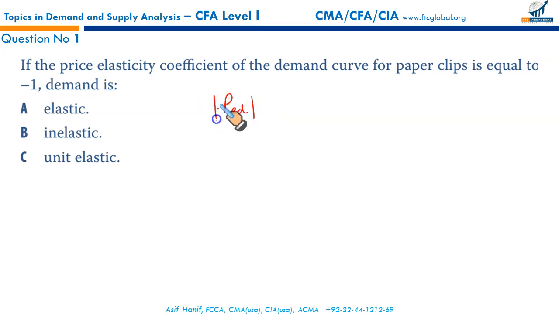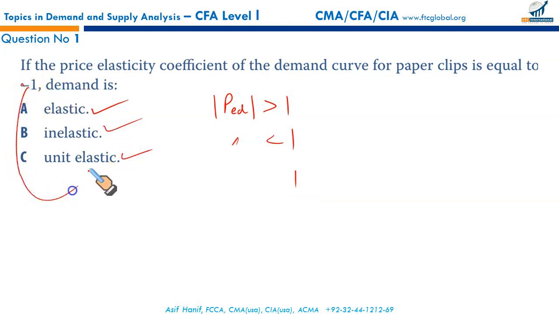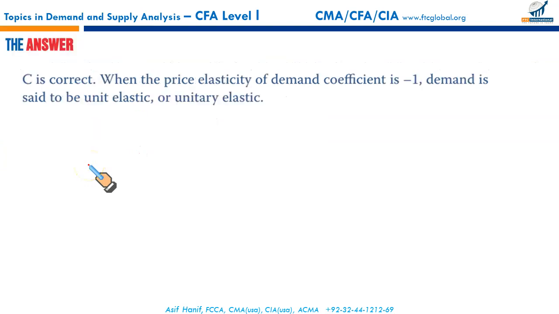If we take the absolute value of the elasticity coefficient, if it's greater than 1, it's elastic. If it is less than 1, it is inelastic. And if it's equal to 1, the absolute value, ignoring the negative sign, then it's unit elastic. Since we have exactly 1, that makes C the correct option.